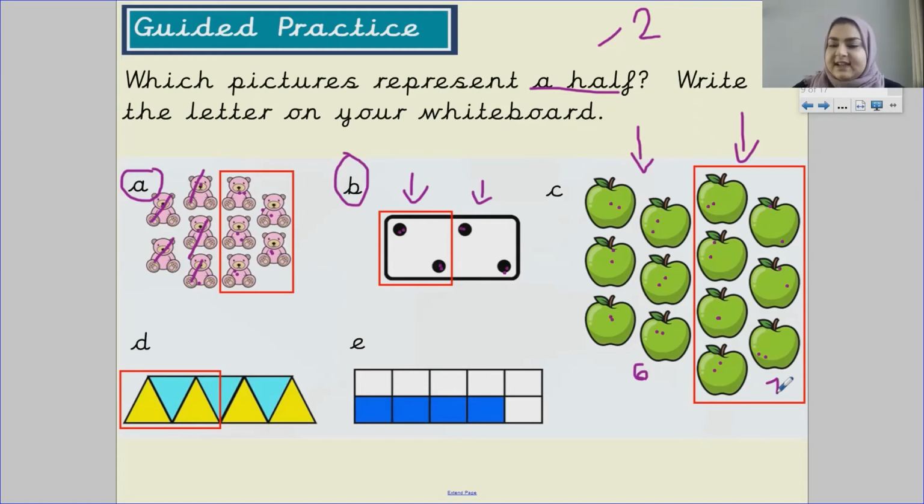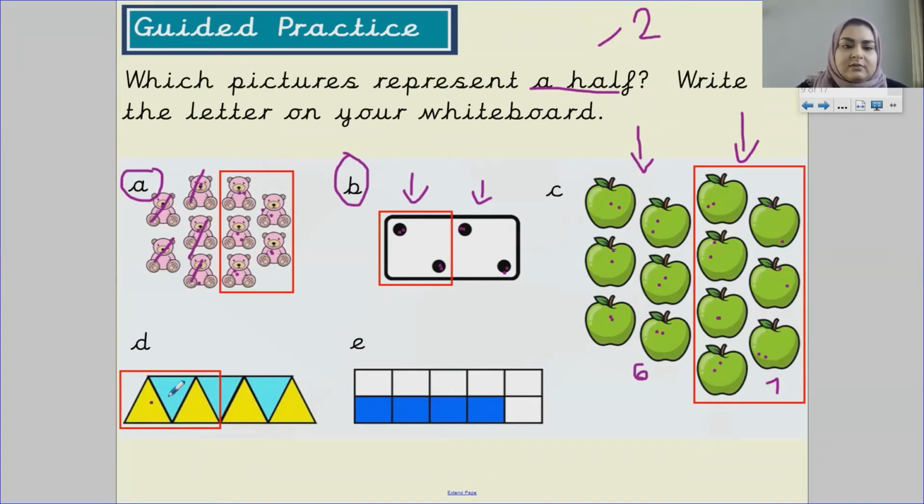No. Fantastic. And the reason it doesn't represent a half is because they're not the same. They are not equal. For the picture to represent half, both parts need the same amount. They need to be equal. Okay? So C doesn't count. Now let's look at D.